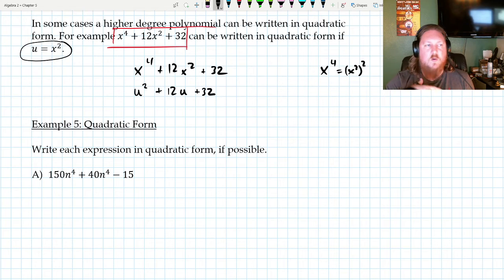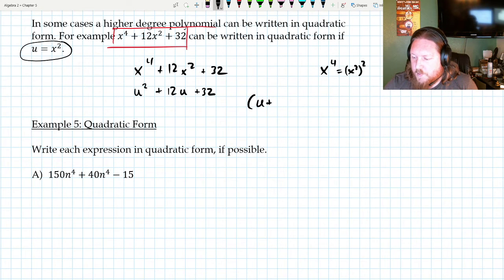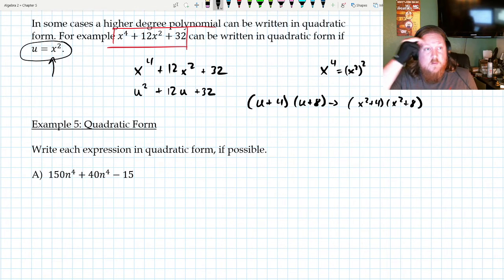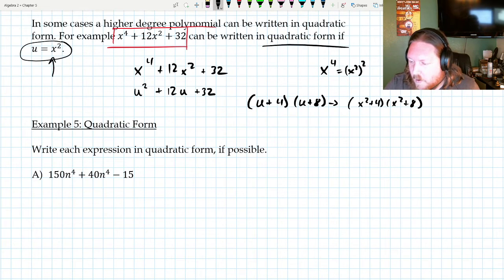And now that's just a normal quadratic I can factor, just like before. Product is 32, sum is 12, that's 8 and 4. So that's going to tell me it's u plus 4, u plus 8. But remember, u was x squared, so I substitute it back in here, and I get x squared plus 4, x squared plus 8. Now, neither of those are factorable, but that's the idea of the process we're doing when we say write it in quadratic form.